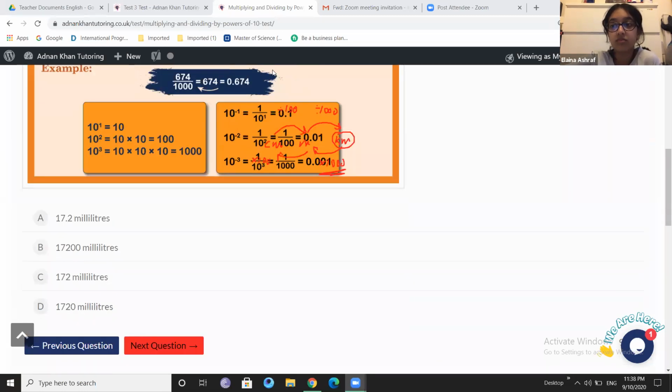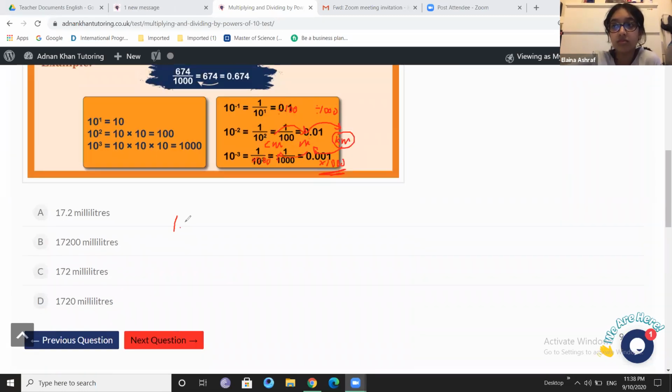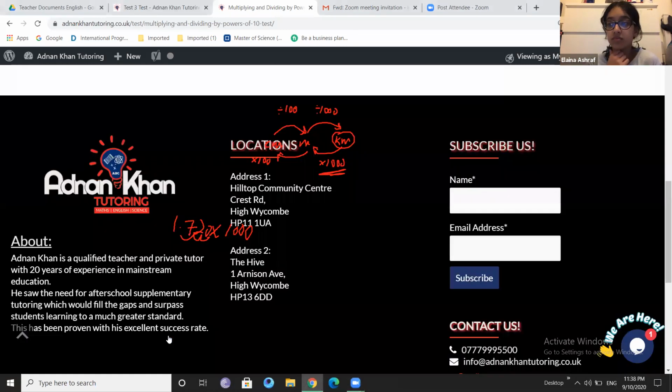So 1.72 times 1,000. Since it's being multiplied, we will have to move to the right in a similar way as the previous question. So 3 times to the right will give us 1, 2, and 3 is 0 over here, so 1720. So the answer will be D. Did you say D? Yeah. Okay, very nice. Thank you, Bob.